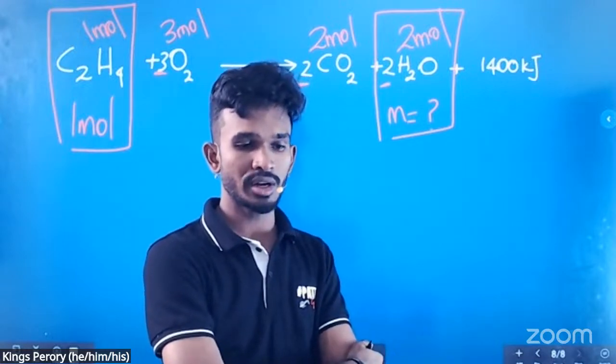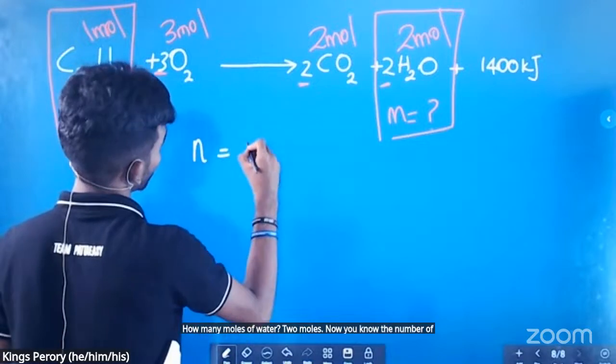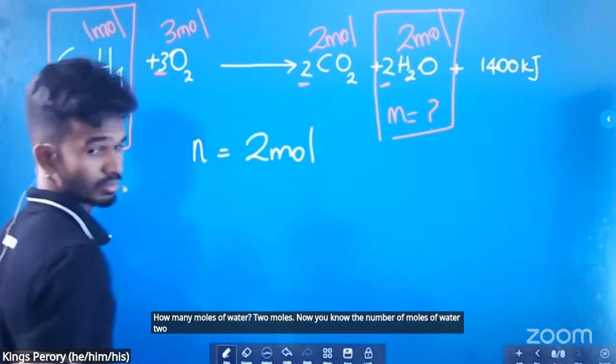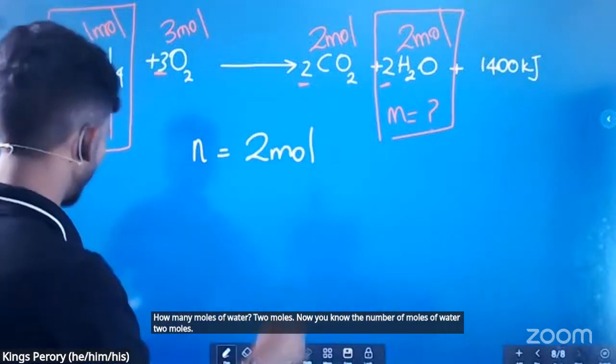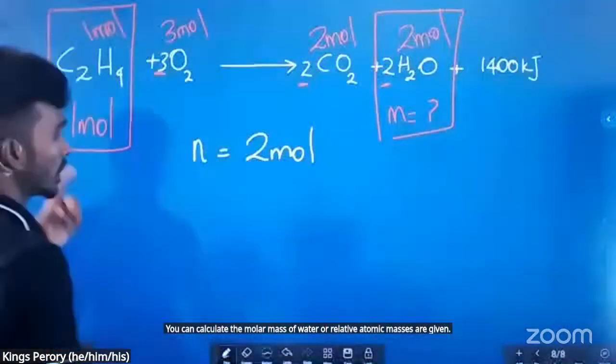How many moles of water? 2 moles. Now you know the number of moles of water. 2 moles. You can calculate the molar mass of water, or the relative atomic masses are given.